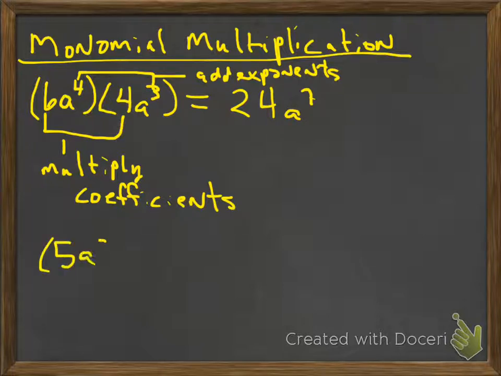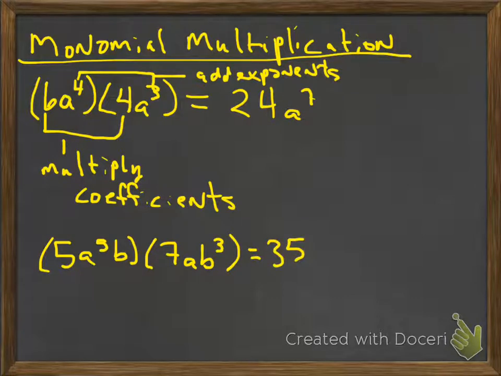Another example, 5a to the 5th b times 7ab to the 3rd. I would say 5 times 7 is 35. a to the 5th times a would be a to the 6th, since 5 plus 1 is 6. And then 1 plus 3 would give me b to the 4th. So hopefully that's just a quick, easy multiplication.